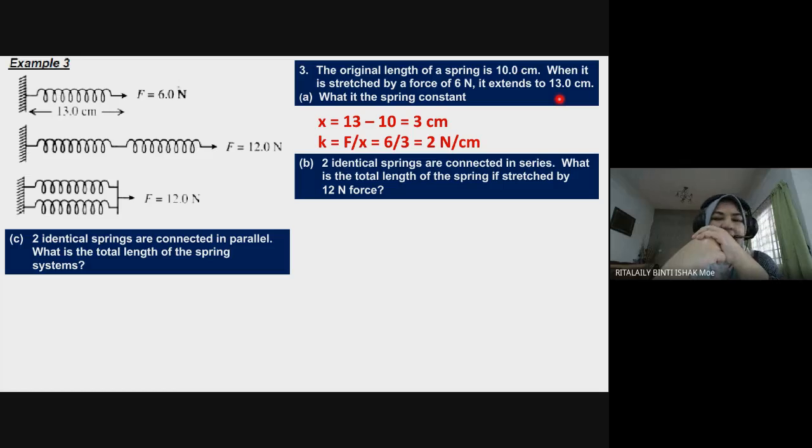Okay, 2 times. Okay, so the extension will be double. So each spring will get 12. This one will also get 12 Newton. So if the spring extends 3 cm for 6 Newton, so what would be the extension of the spring if there are 12 Newton?